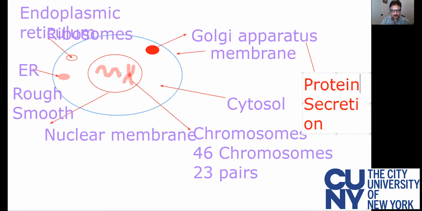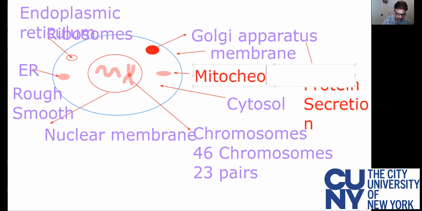Now, all these organelles are important, and another key organelle is called mitochondria. And mitochondria is called the powerhouse of the cell. Mitochondria is referred to as the powerhouse of the cell because it generates ATP.